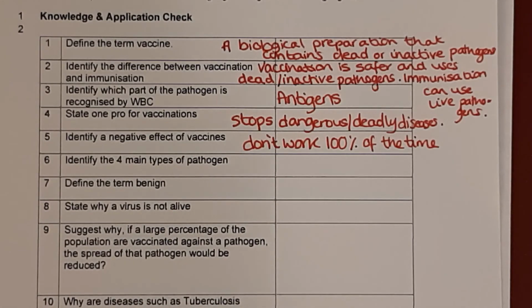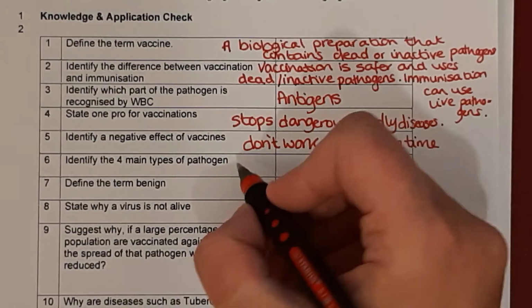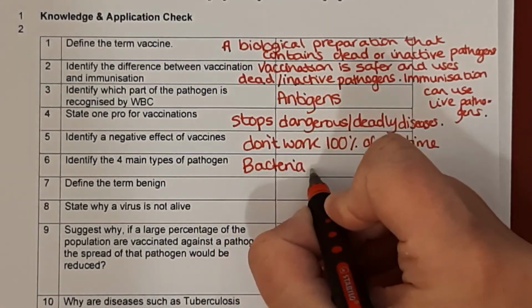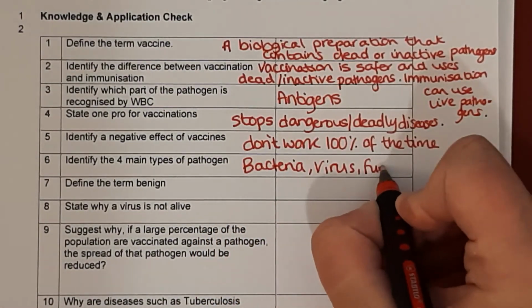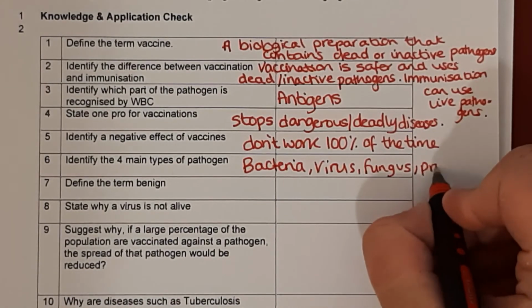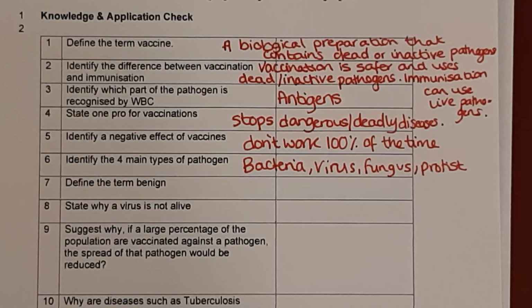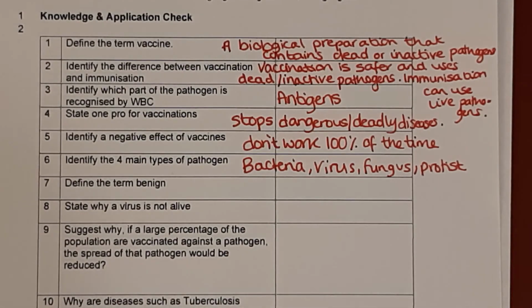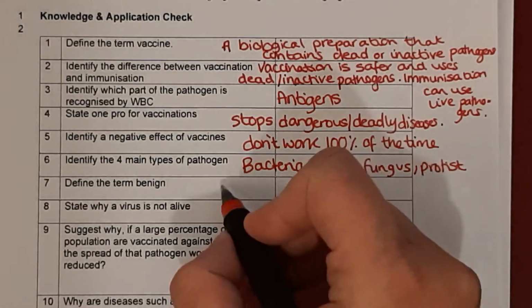Question 6. Identify the 4 main types of pathogen. So we have bacteria, virus, fungus and protist. Question 7. Define the term benign. So benign is a tumour that does not spread.